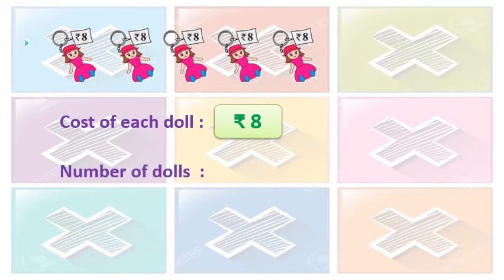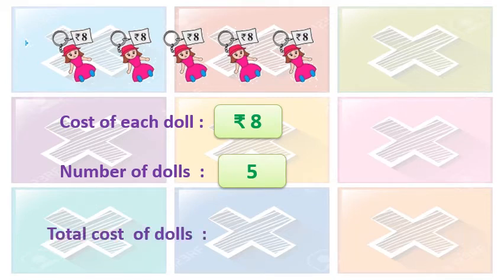Okay. Number of dolls. How many dolls are there? This is 1, 2, 3, 4, 5. Means number of dolls, that is 5. Correct? Then total cost of dolls.